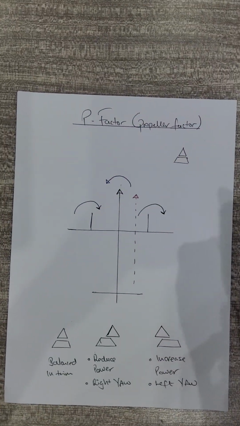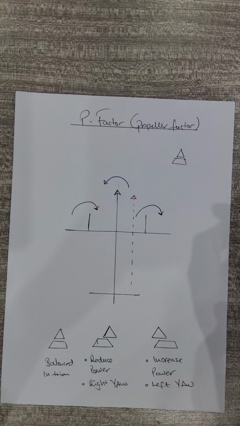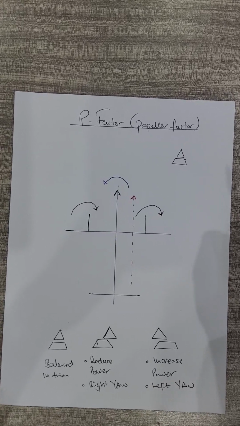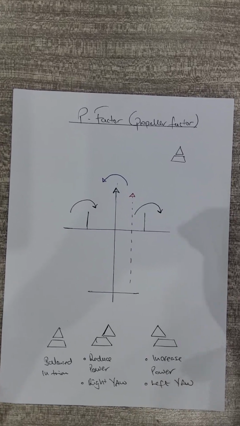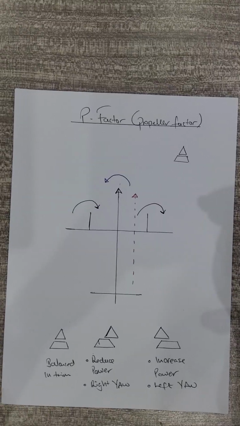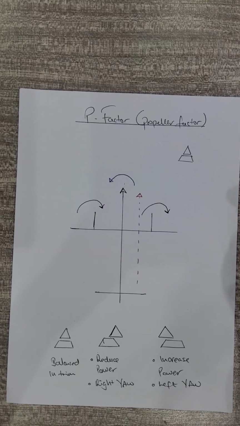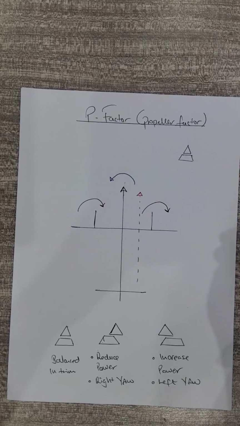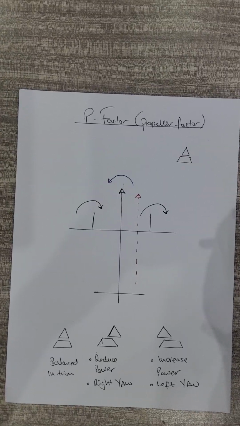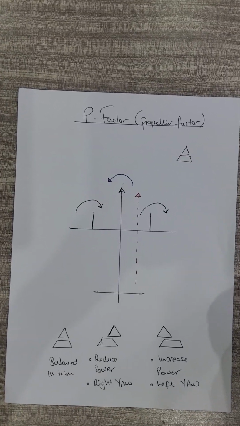The P factor normally is noticeable during power changes. So when we are going from low to high power, for example during the takeoff, or when we are descending, coming in for the landing, or reducing our power, that's where we notice the P factor.